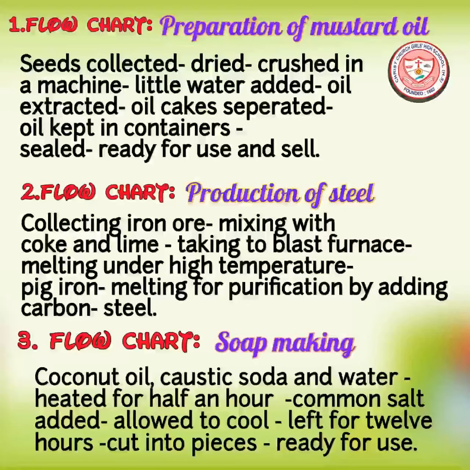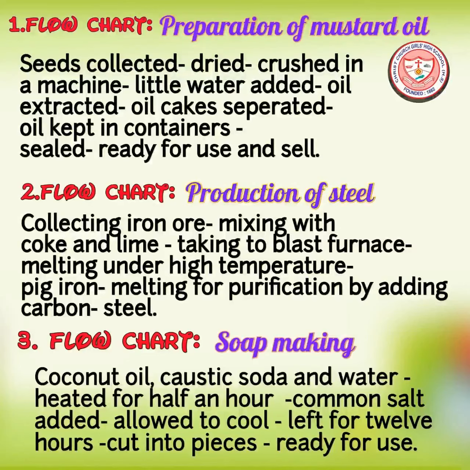Girls, I hope that you have understood the rules of process writing. Here are some practice materials for you. Rather, they are your homework. Do them in your English copy. The first flowchart is on preparation of mustard oil. Seeds collected, dried, crushed in a machine, little water added, oil extracted, oil cakes separated, oil kept in containers, sealed, ready for use and sale.